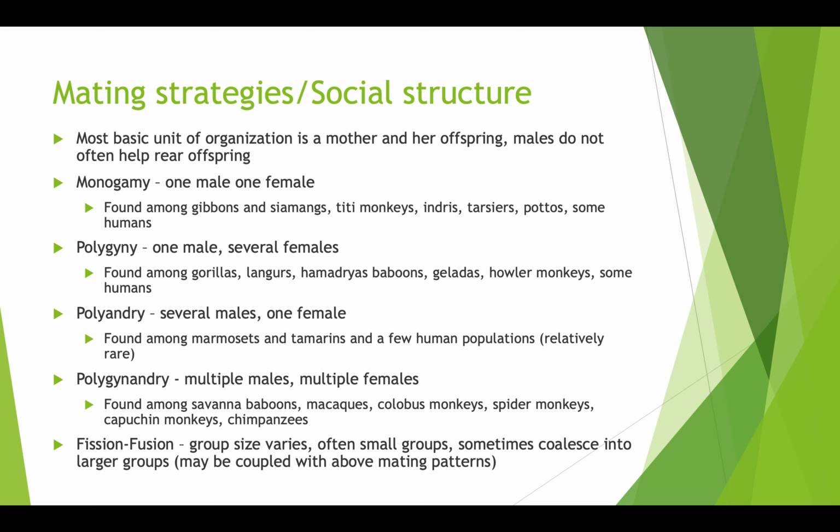All right, so we've got some non-human primates that are what we call monogamous, that is one male, one female. This is true among gibbons and siamangs, titi monkeys in South America, indris, tarsiers, pottos, across Madagascar, and then other areas of Africa for the tarsiers, and some humans. Why do we say some humans?